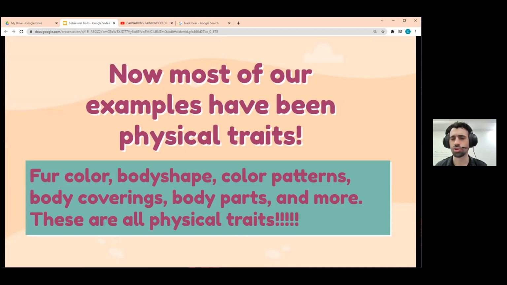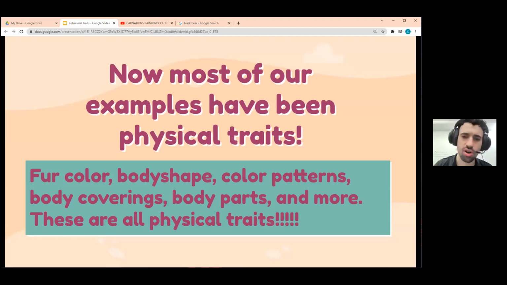Who can read out some of the physical traits we have learned about so far? Blue Moon, could you read some of the physical traits we have learned about so far? Color, body shape, color pattern, body covering, body part, and more. Okay, these are physical traits. You can touch these, you can see these.